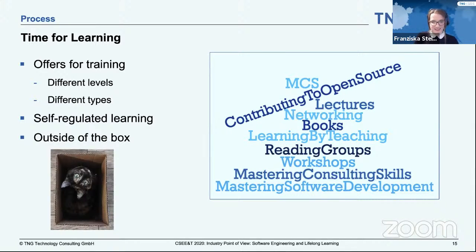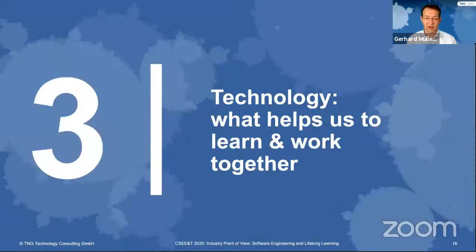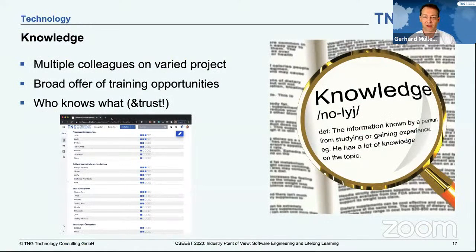So what helps us working together? Yeah, that's technology, what helps us to learn and work together. And therefore, you have to organize knowledge a bit, because that's what in the long run is really helpful. And the most important part of that is, again, the colleagues. Multiple colleagues on varied projects with different backgrounds. This is extremely stimulating. All this exchange at tech days, workshops, etc. What we also offer, of course, is a big broad offer of training opportunities with talks and workshops and reading groups, but also including external speakers or going to conferences or external trainings.